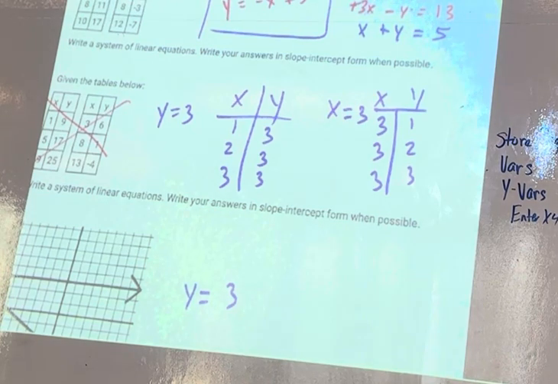Starts with E and ends in R. Error. It gives you an error because you can't ask the calculator to give you an equation in y equals mx plus b format when there is no y. Right? So, again, if you see all the same numbers on either the x or y, stop. You have your equation. You just need to write it down.